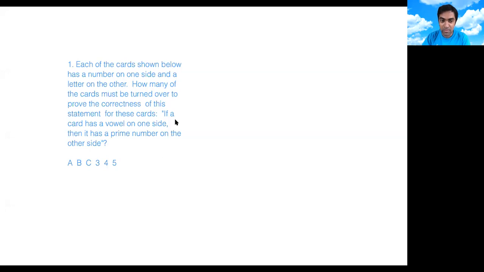Yeah, so this is Isha. So first, the cards. So first we have to pick the prime numbers of that and then the vowels. So A is a vowel, and then 3 and 5 are primes. So that would give 3, right? How did you get 2?